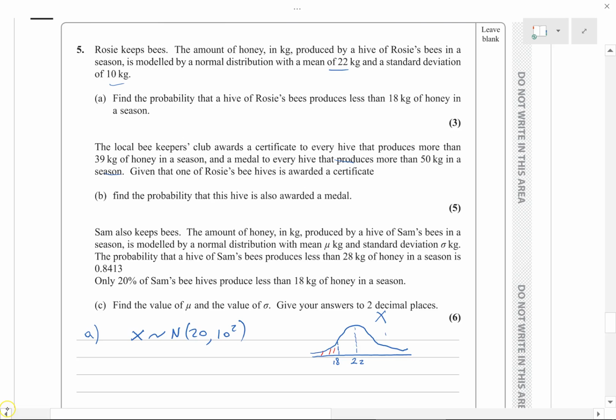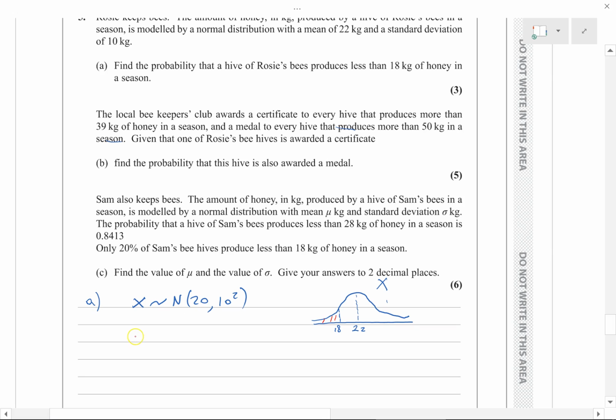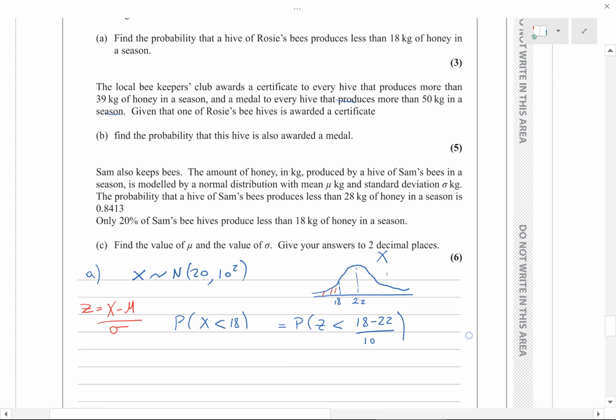Okay, so always when we're working with the normal distribution, we're transforming to the Z distribution, where Z is X take away the mean, divided by the standard deviation. We're being asked for the probability of X being less than 18, which is exactly the same as the probability that Z is less than 18 take away the mean, divided by the standard deviation, which is 10. So that gives me the probability that Z is less than minus 0.4.